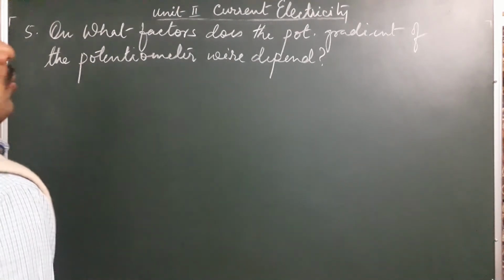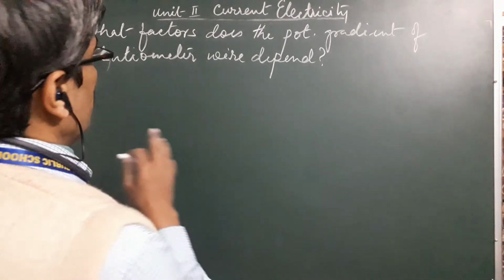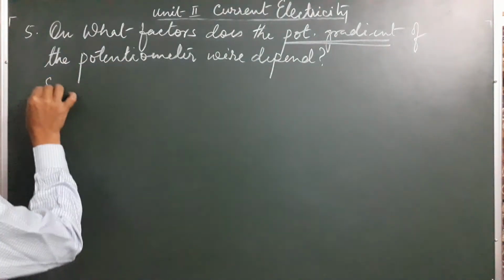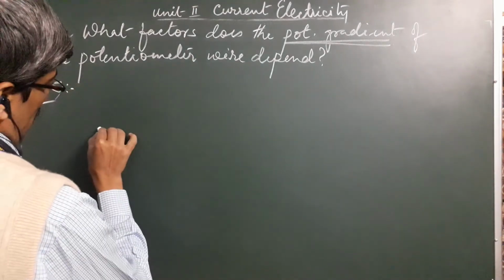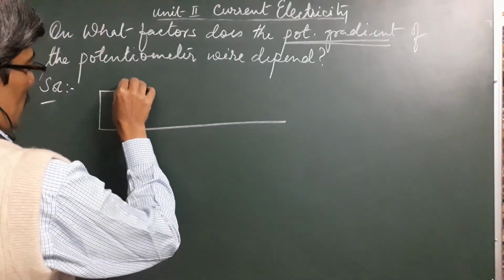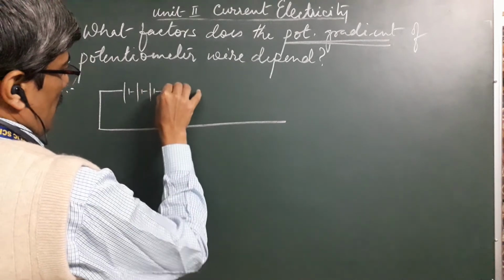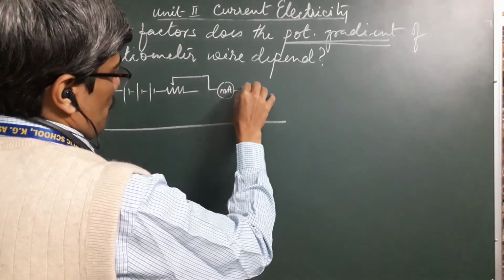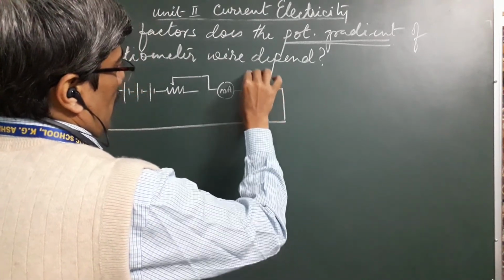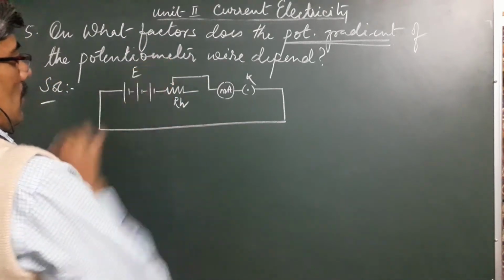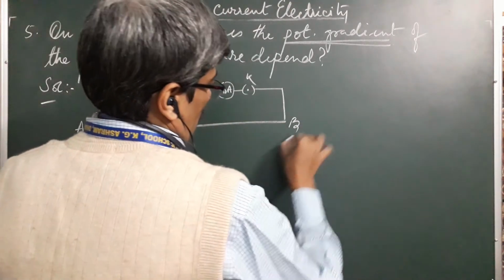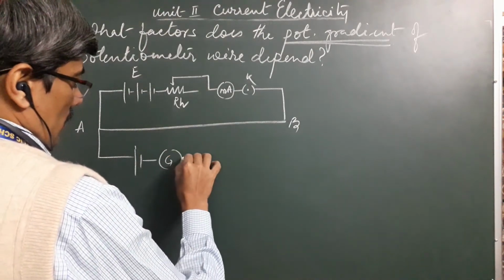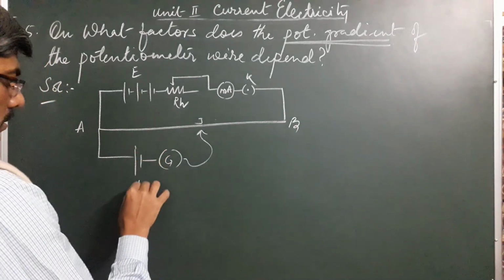The next question: on what factors does the potential gradient of the potentiometer wire depend? I hope you remember what potential gradient is. It's an important term. Let's see. Let us draw the diagram of the potentiometer once again. This is the driver cell. This is the rheostat, the milliammeter which is optional. You could have a key, the rheostat RH, and this is the driver cell. The length of the potentiometer wire is AB, and here you have the auxiliary circuit, whatever you wish to find out. Suppose this is E dash.